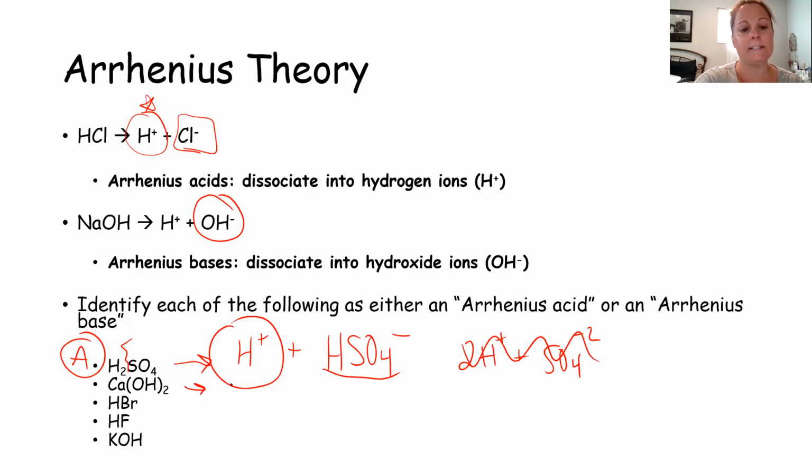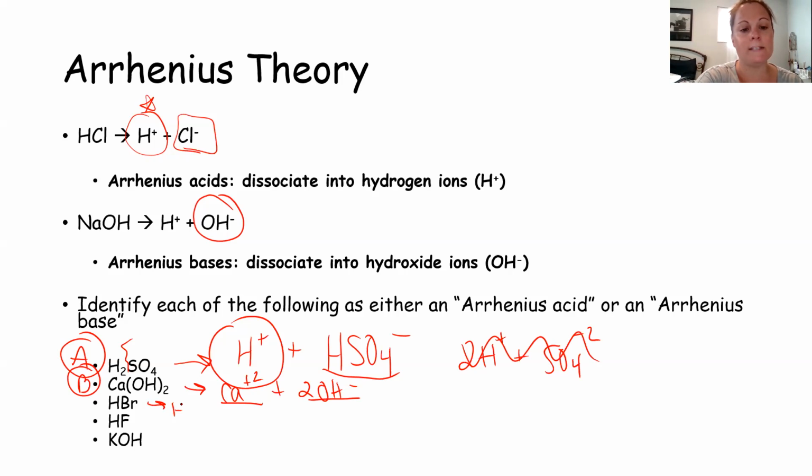Ca(OH)2 dissociates into Ca2+ and 2 OH- ions. This positive ion is not hydrogen. This negative ion is hydroxide. Calcium hydroxide is an Arrhenius base.